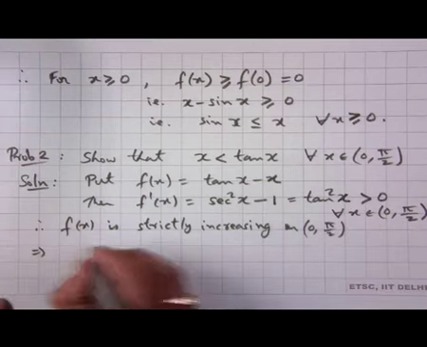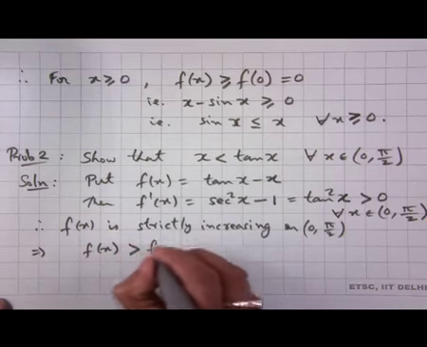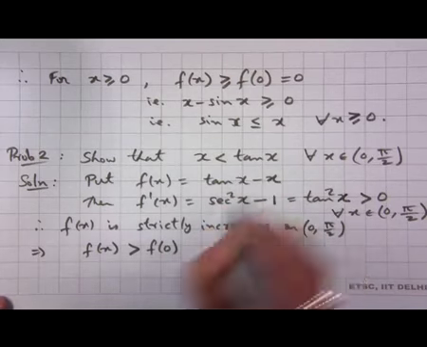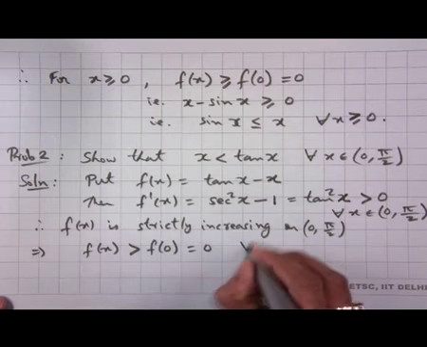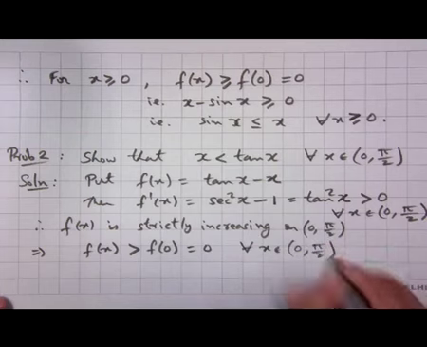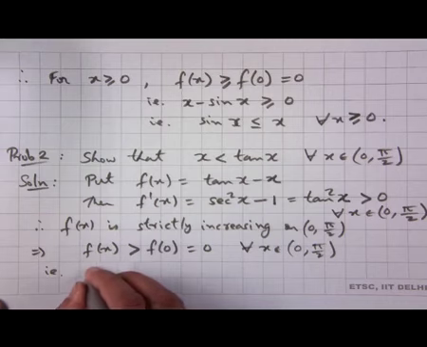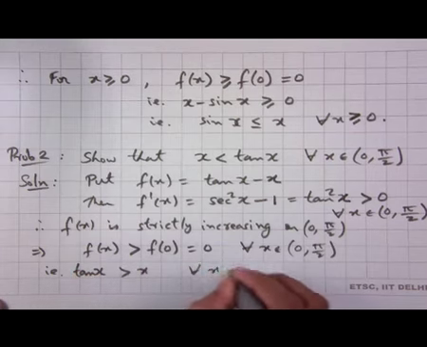This implies that f of x must be greater than f of 0, and what is f of 0? It is tan 0 minus 0, which is 0. So for all x in 0 to pi by 2, that is, tan x is greater than x for all x in 0 to pi by 2.